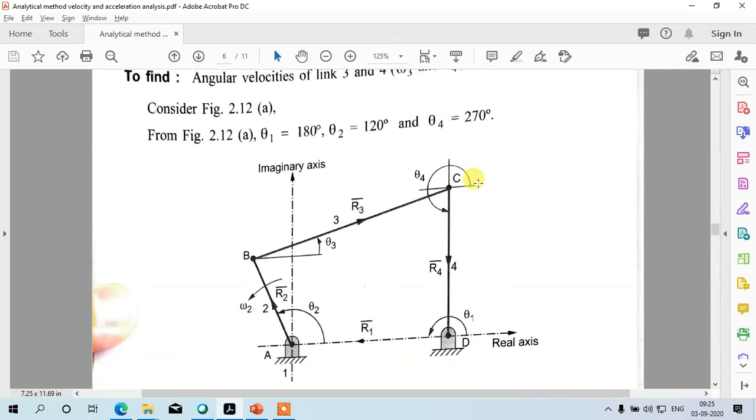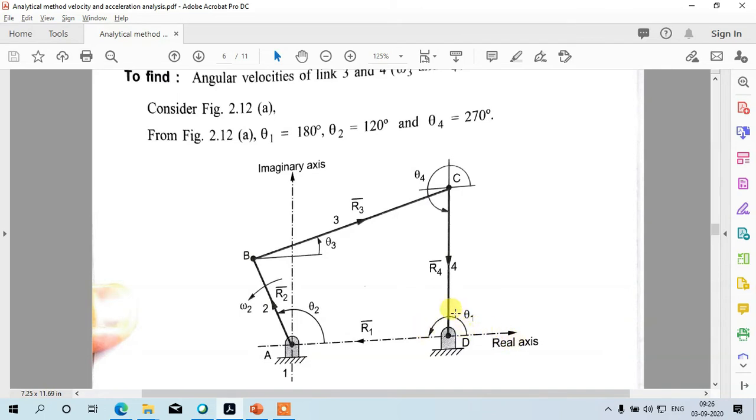So first we have to look at the mechanism. This fixed link is represented by position vector R1, the crank, second link, by R2, the third link by R3, and the fourth link by R4. These are the position vectors for the respective links. This link number 2 is oriented at angle theta 2 with respect to the real axis. This fixed link AD is oriented at an angle of theta 1 with the real axis.